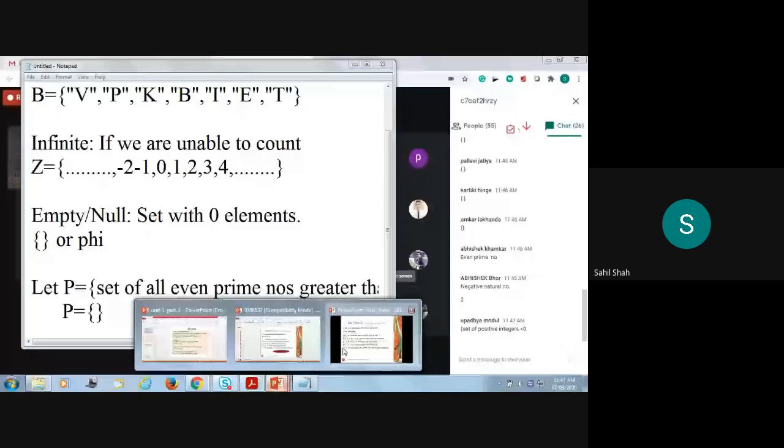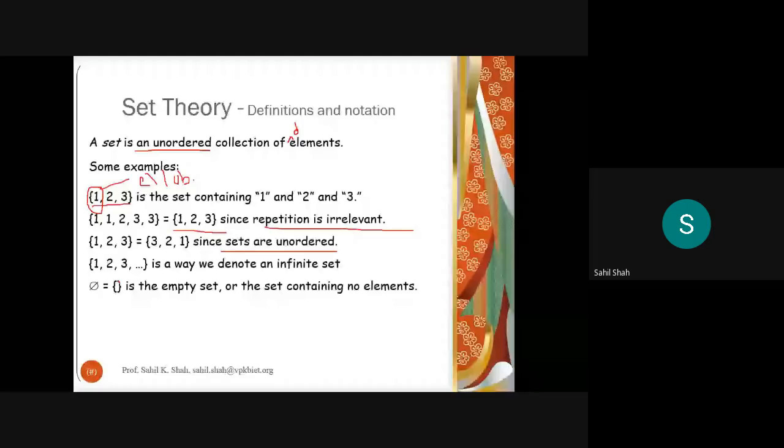The null set or empty set is represented using the symbol phi, or you may use empty brackets as well. It is the set that contains no elements. Okay, moving further. Please note that this phi is not equal to this thing.